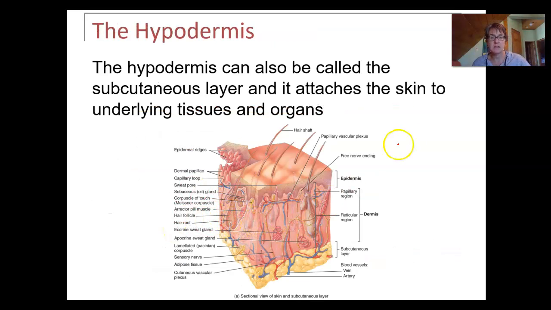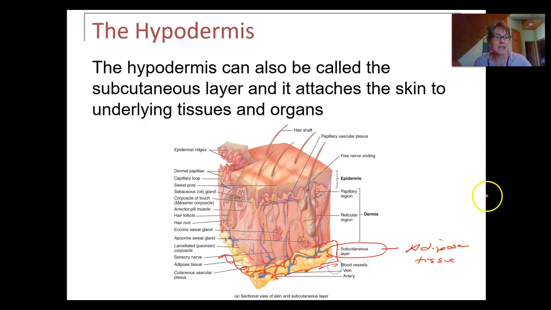So then we have the hypodermis. If you're getting a hypodermic needle or a sub-Q injection, that is going in past the subcutaneous layer, which is the bottommost layer of your skin, and that is adipose tissue. So you want to have a good layer of this adipose tissue down here, because if you're lacking it, you're going to be cold. You're going to lose a lot of heat. Your body's going to struggle to manage its body temperature because it typically is going to be cooler than 98.6 outside of your body.